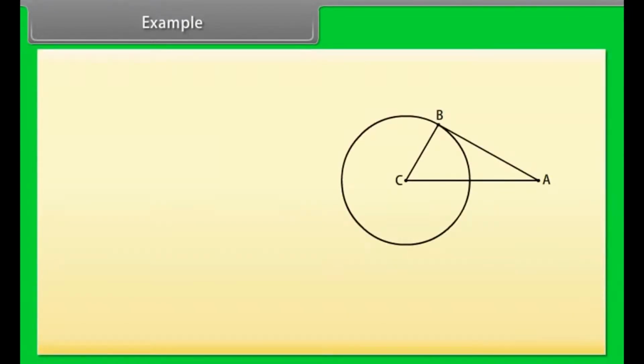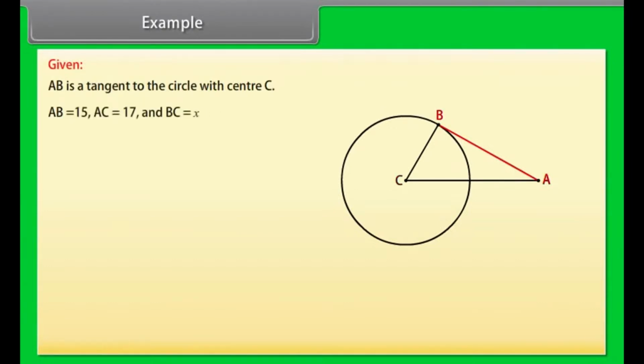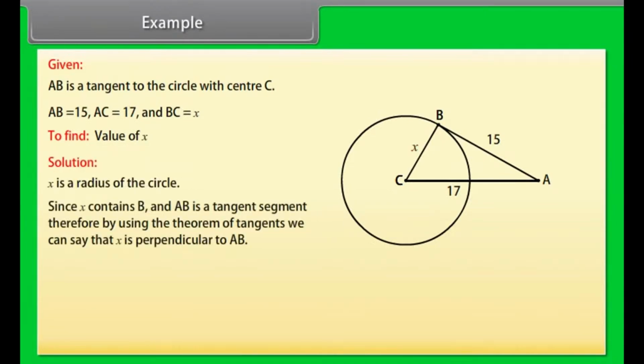Example. Now look at this figure. We can see that AB is a tangent to the circle with center C. AB is 15, AC is 17, and BC is X. We have to find the value of X. We can see that X is a radius of the circle. Since X contains B and AB is a tangent segment, therefore by using the theorem of tangents, we can say that X is perpendicular to AB.